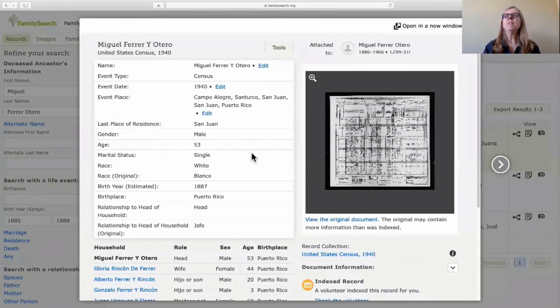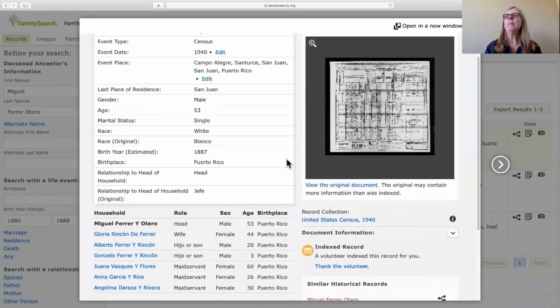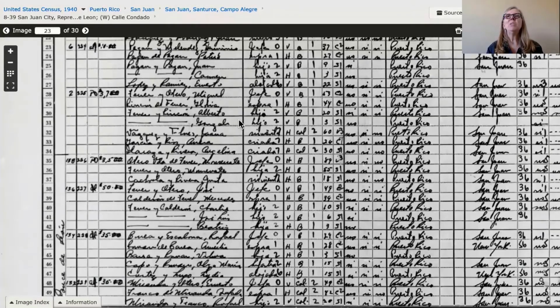Here we can see the information that's been indexed. And again, they're living in Santurce. Let's take a look at the image because it's important to always look at the image. So here I've zoomed in at the 1940 census image, and we have Miguel Ferrer y Otero and Gloria Rincon de Ferrer. And then we have two sons here, Alberto Ferrer y Rincon and Gonzalo, and Ferrer y Rincon is his surname. Remember, these are your ditto marks.